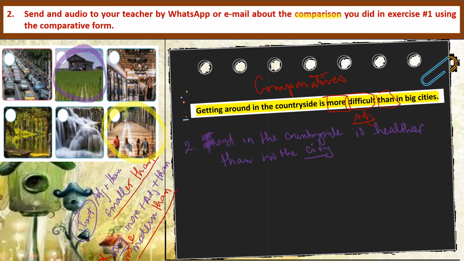Remember that you have some exceptions to the rules. In this case, I'm using the adjective healthy. And I can say, to form the comparative, I can use healthier or I can use more healthy. Both are correct. Okay, this is an exception.